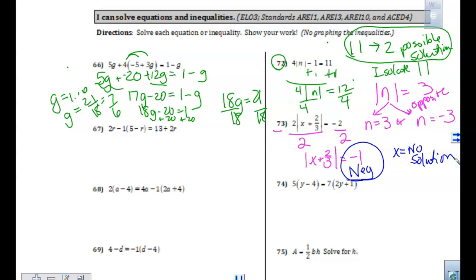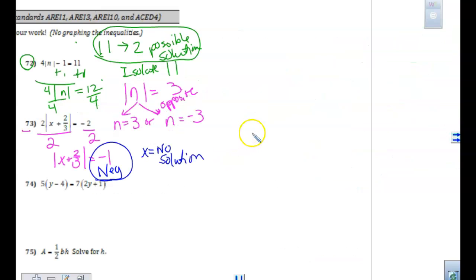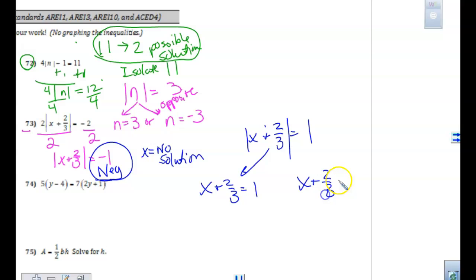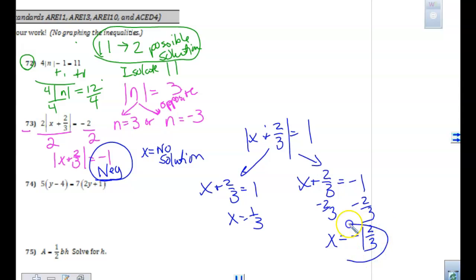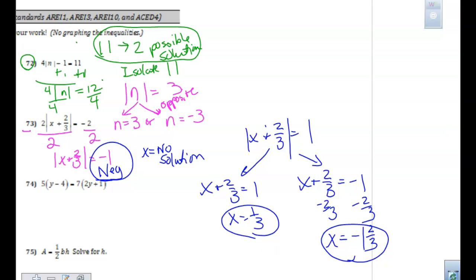So if it was positive, then would you continue by getting rid of the fraction? So if it would have been positive, so let's say we had absolute value of x plus 2/3 equals 1. You would have had to do x plus 2/3 equals 1 and x plus 2/3 equals negative 1. And we would have subtracted 2/3 and said, oh, x equals 1/3. And we would have subtracted 2/3 here and said x equals negative 1. And I have these two answers. Okay? But since ours was negative, we stopped.